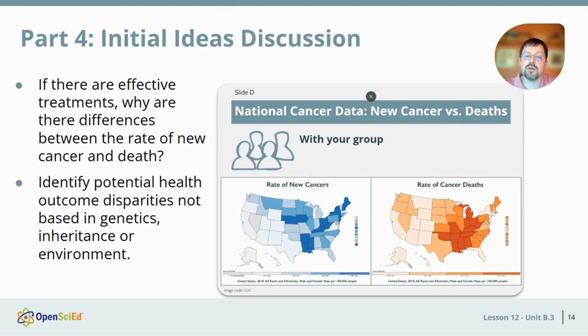In Part 4, our discussion really helps us transition to talk about health equity and social determinants of health. As you facilitate this discussion, listen for ideas students have about unequal outcomes of cancer survival rates and push them to consider that some of these causes might not be based in genetics, inheritance, or the environment.